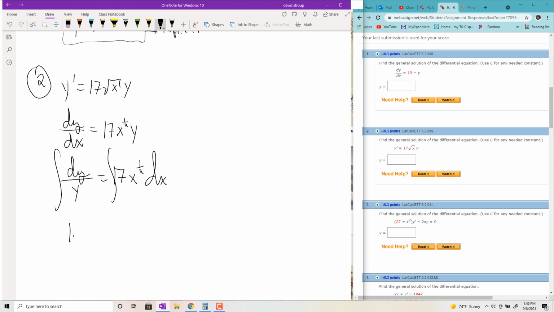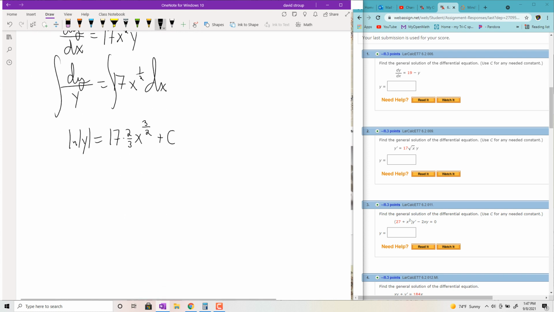So on the left, it's ln absolute value of y. On the right, we'll have 17x to the 1/2 plus 1, which is 3/2, divided by 3/2, which is the same as multiplying by 2/3. And then plus our integration constant. Here, that ln of absolute value, as it sits, it's implicit, right? It's not y equals. And sometimes it's better just to leave it alone. But in this case, we could actually solve for y.